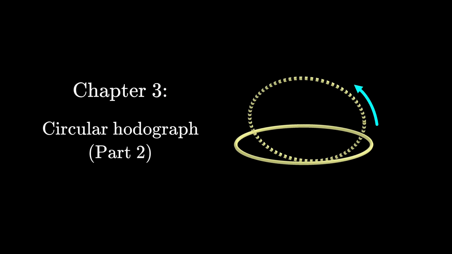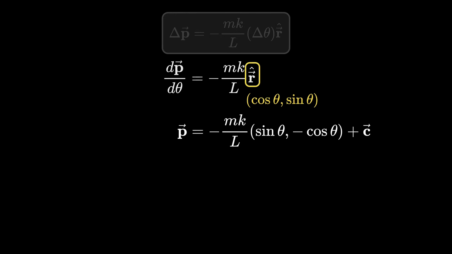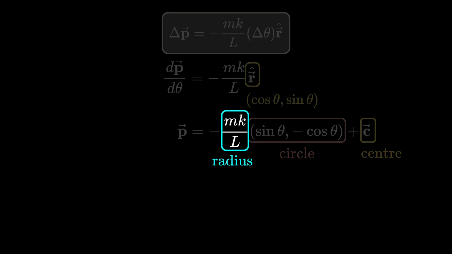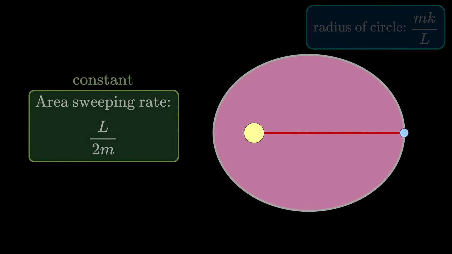Let's go back to some calculations we did before. We've used relatively simple integration to show the hodograph is circular, and in particular, we showed that the radius of the circle is mk over L. This will be useful later on. The other useful fact is the constant area sweeping rate being L over 2m.